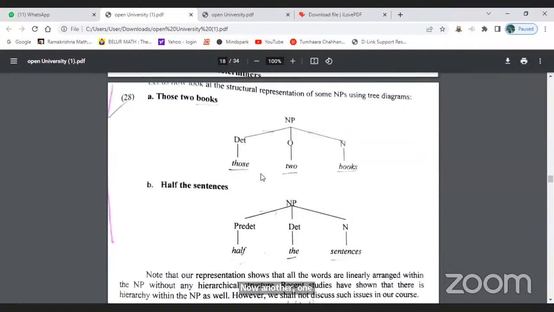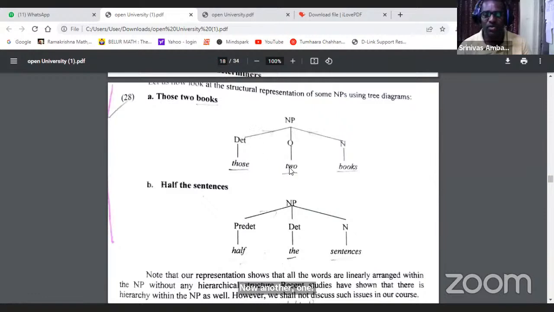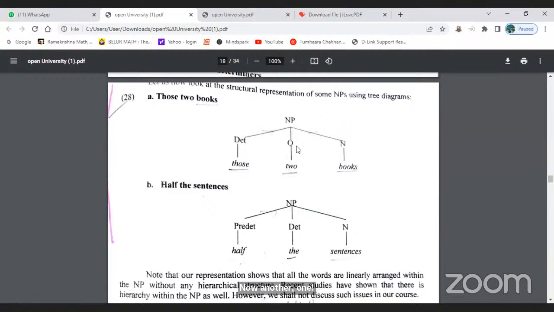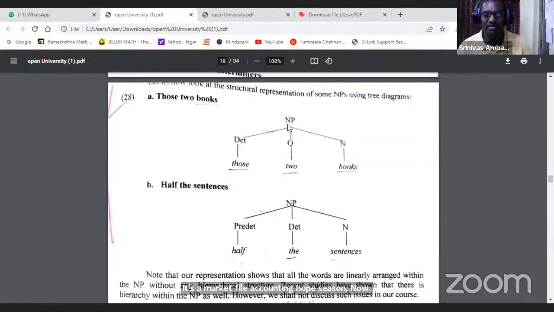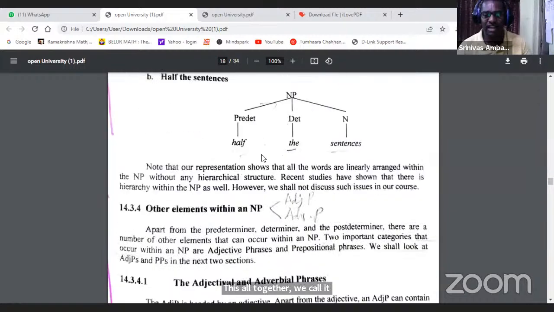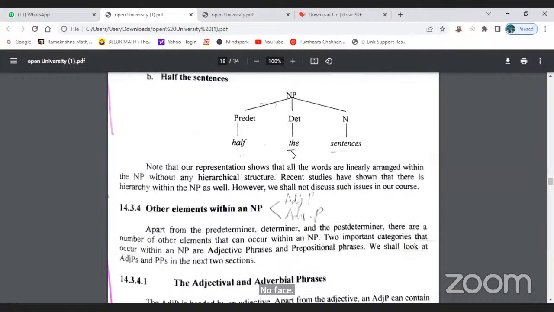Read this sentence: those two books. Those is a determiner. Two is a quantifier. Books is a noun. All together we call it a noun phrase.